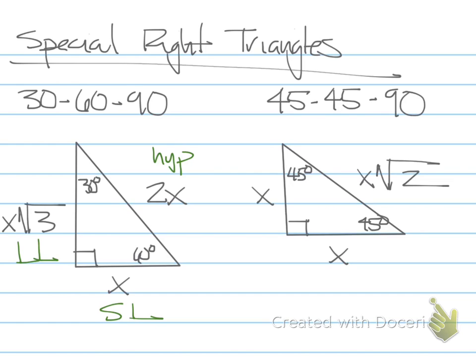For 45, 45, 90 degree triangles, the two legs are always the same. They're opposite 45 degree angles. Since they're opposite congruent angles, the sides are also congruent to each other. And then the hypotenuse of a 45, 45, 90 degree triangle is always the length of the legs times the square root of 2.